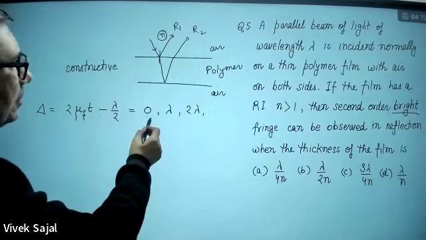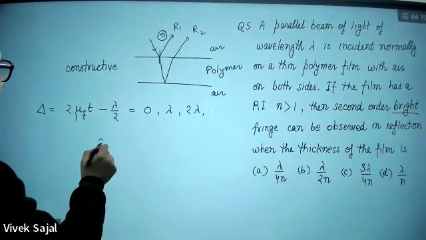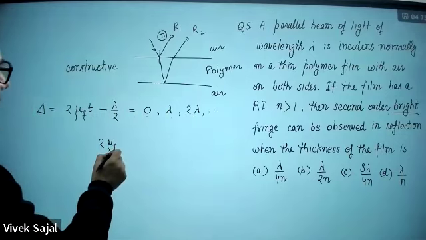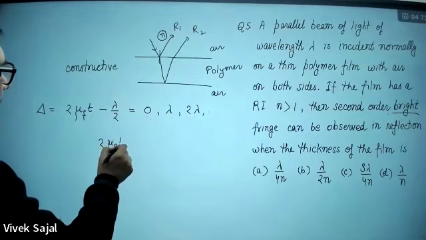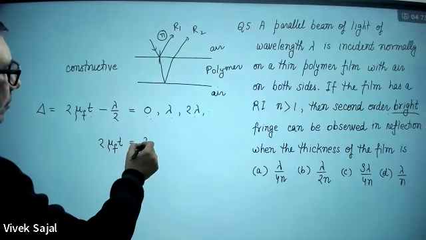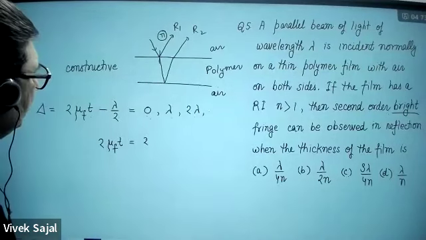So this will be 0th, this will be first order, this will be second order. So this will be how much? This will be 2 mu t. Yes, 2 mu t. This will be 2 lambda. It should, this should be, sorry.